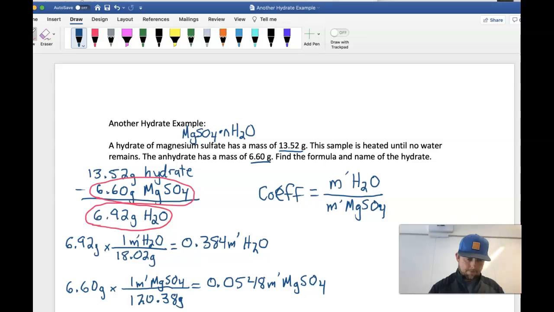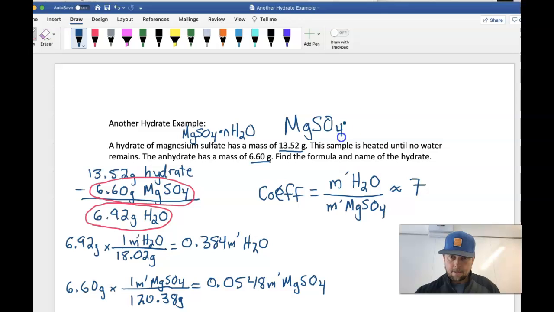So 0.384 divided by 0.0548 gives 7.007, which is very, very close to 7. So our hydrate is actually going to be magnesium sulfate heptahydrate, if you remember that prefix for 7. It's heptahydrate. I was writing the word, but we need the number, 7H2O. I hope that helps. Good luck.